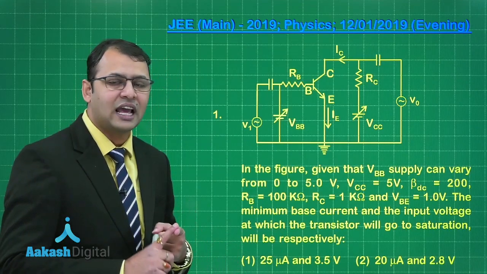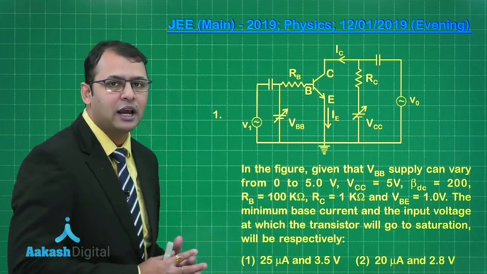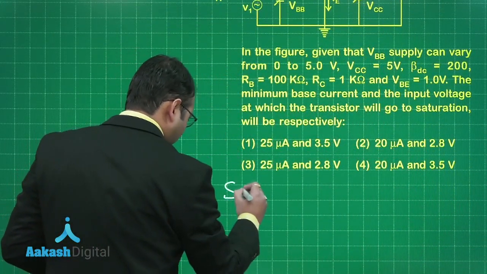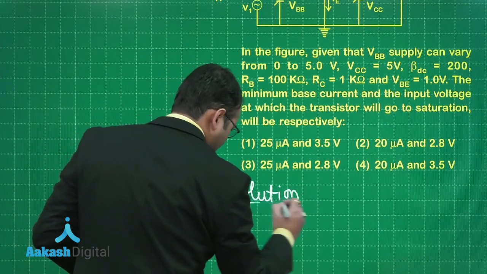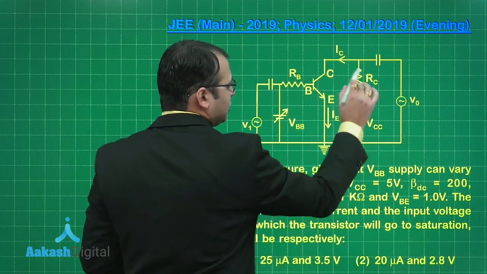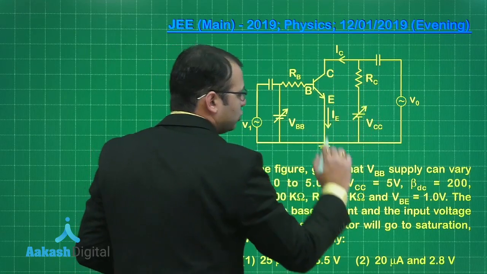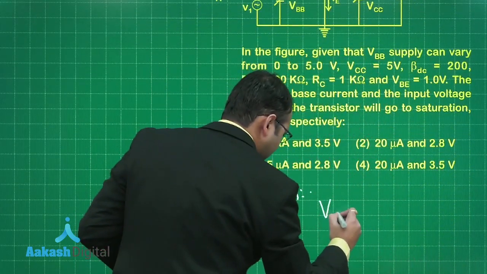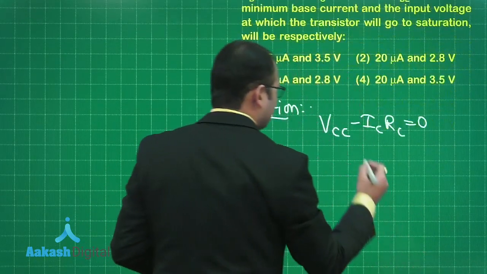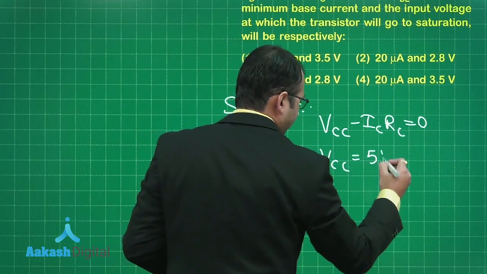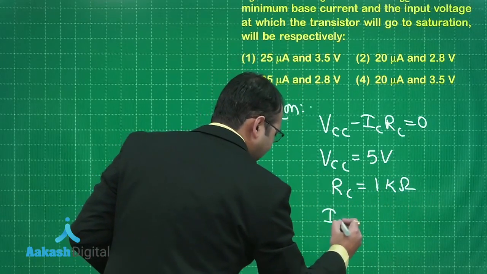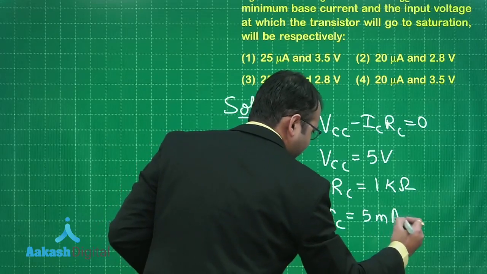So I have to find the base current as well as the value of VBB, which will be appropriate for this case. Let's start with the solution. As you are very well aware of the equations, in this case, when you see this output zone, you will write VCC minus the drop across this, that is ICRC, should be equal to 0. So I'll write VCC minus ICRC, that should be 0. Now, VCC is given to be 5 volt and RC is given to be 1 kilo ohm. From this I will get IC as 5 milliampere.